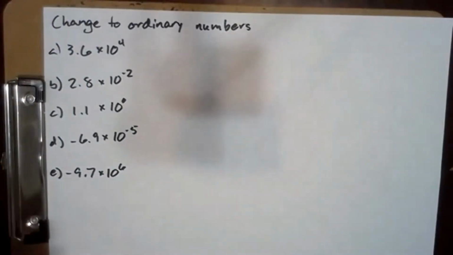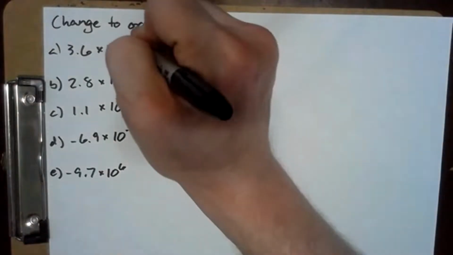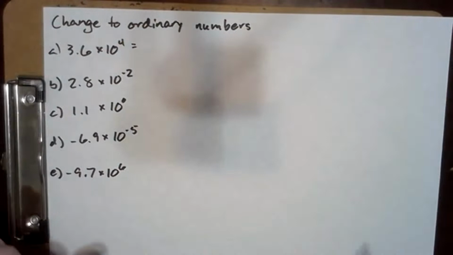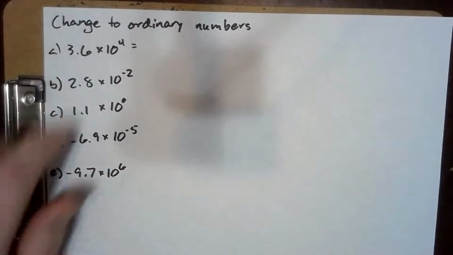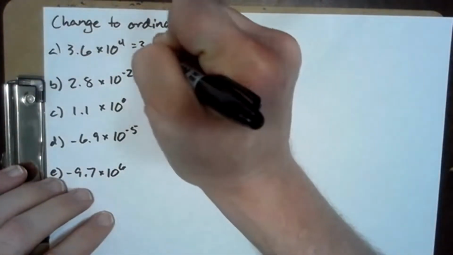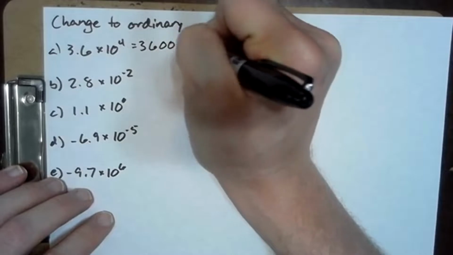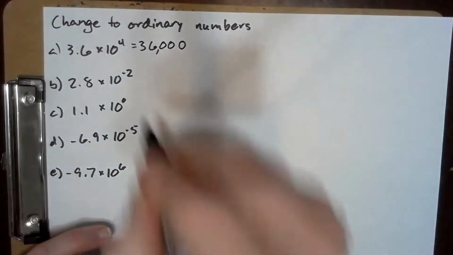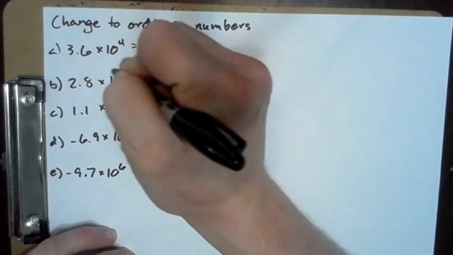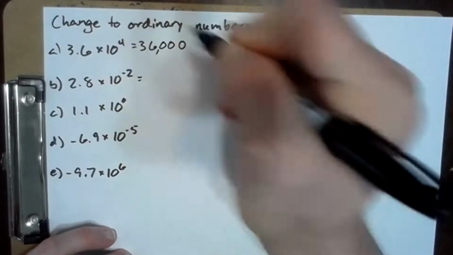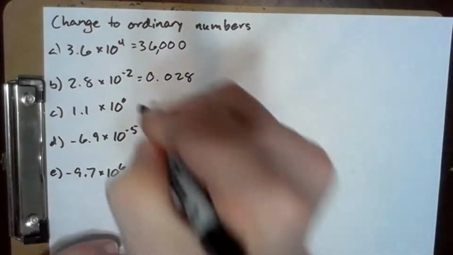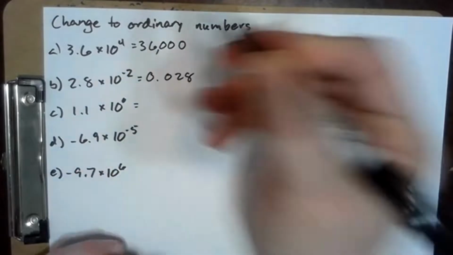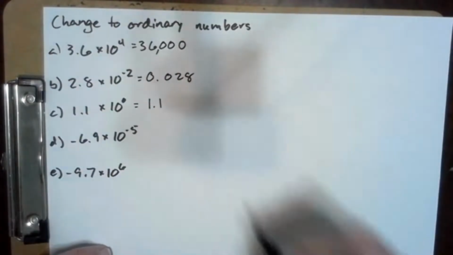In this set of problems, we're asked to change these numbers in scientific notation to their ordinary equivalents. So this is 3.6 times 10 to the 4th. I need to move my decimal place 4 to the right. So that's going to be 36,000. Here I've got a negative 2, so I need to move my decimal point 2 to the left. 0.028, 28 thousandths. This is 10 to the 0, that's the same as 1, so this is just 1.1.